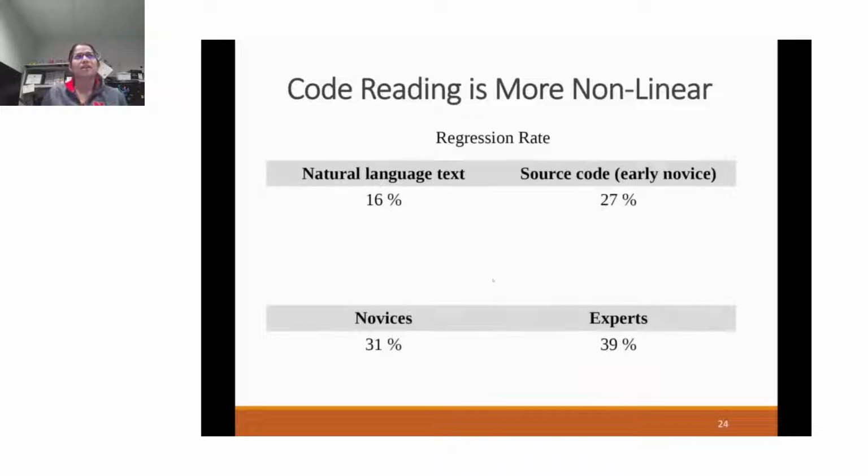What we found with respect to regression rate in particular, if we just look at natural text and code, is that in source code, the regression rate was much higher, 27% for the early novice, compared to the natural text, where they didn't go back as much. Experts, on the other hand, when we blocked it by experts, tended to have a higher regression rate. And we mainly think this might be because of the way they were tracing the code to get an answer. Because one of the questions in this study was, what is the output? And so you have to trace it.